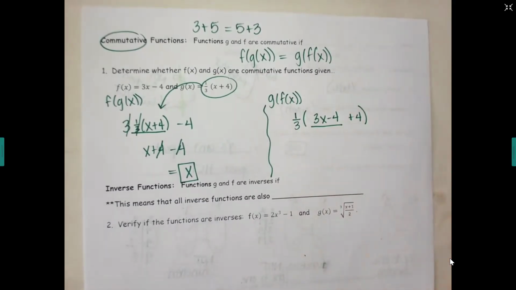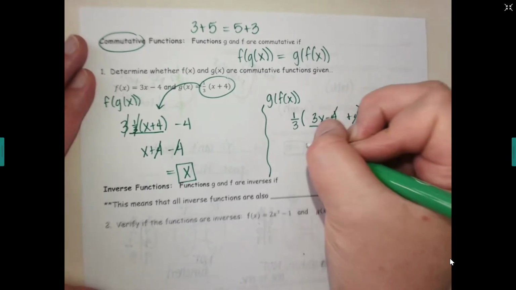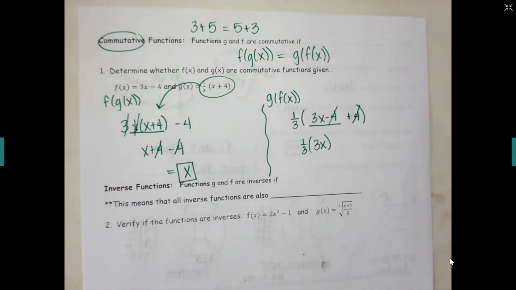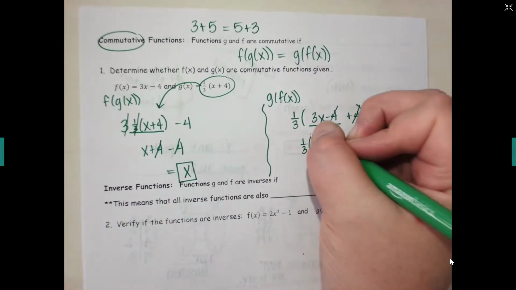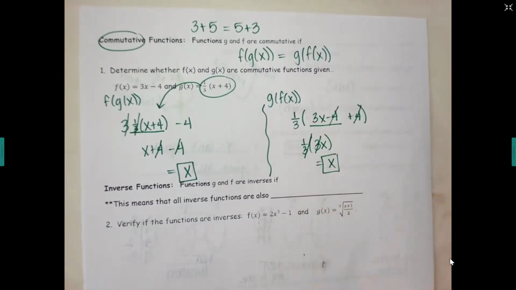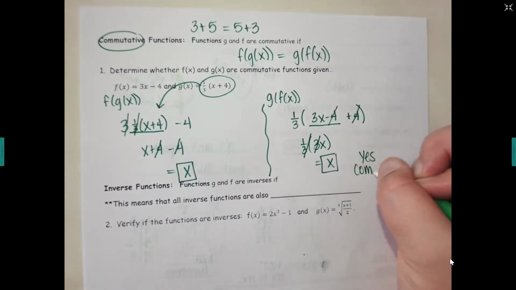What happens with the minus 4 and the plus 4? Cancel out. Then all I'm left with is a third of a 3x, but then a divide by 3 and a times by 3 are going to do what? Cancel out. And all you're left with is an x. Then is it commutative? Yes, because they came out to be exactly the same on both sides. So this would be yes, commutative.